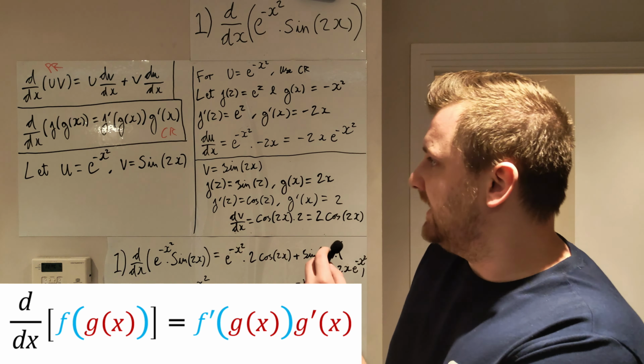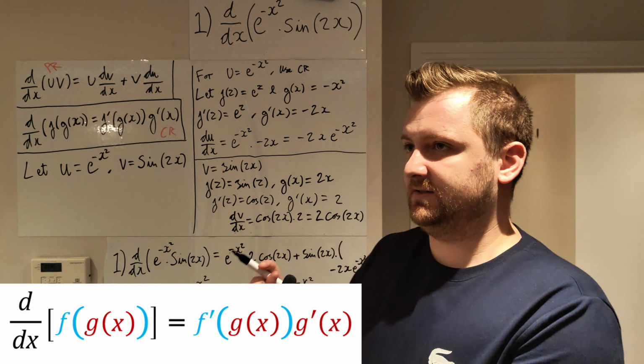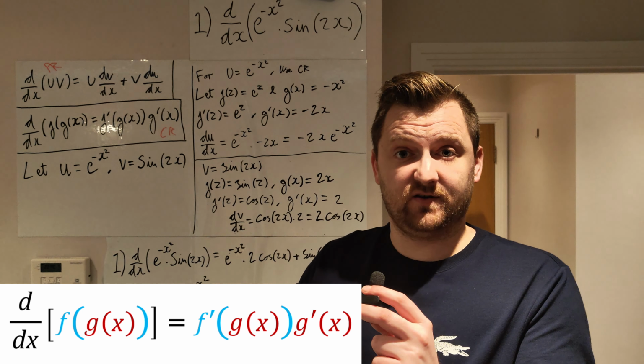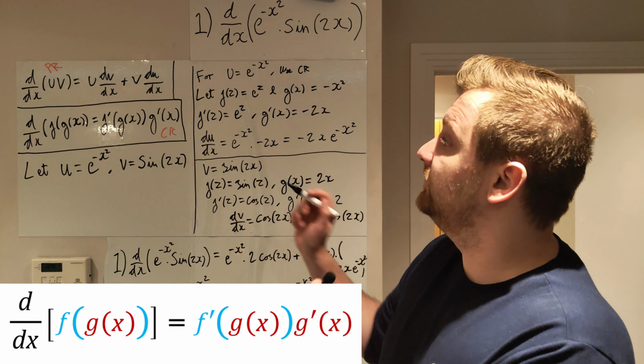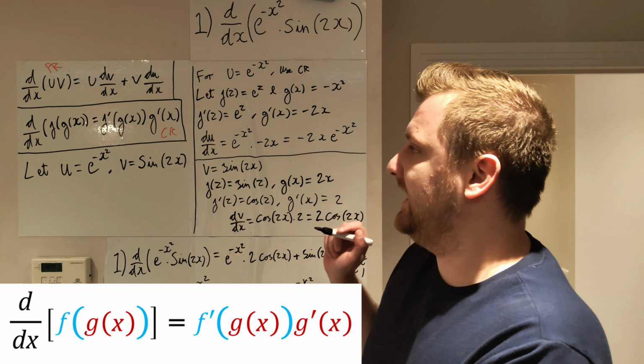Differentiate f of g of x, which is, I guess, a function within a function, you can rewrite that as f dash of g of x times g dash of x, and that will also count as a successful differentiation.